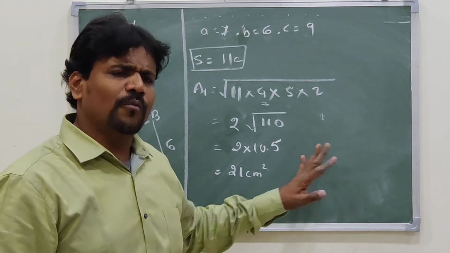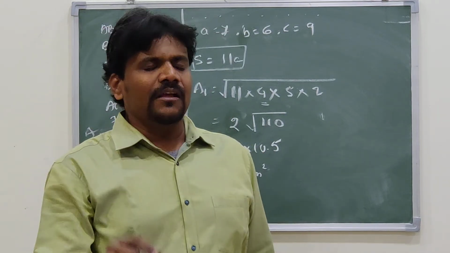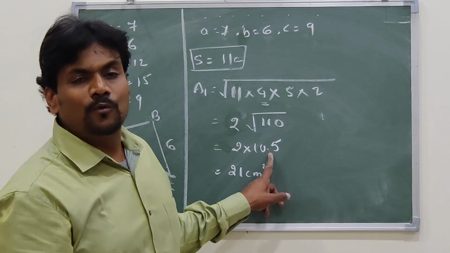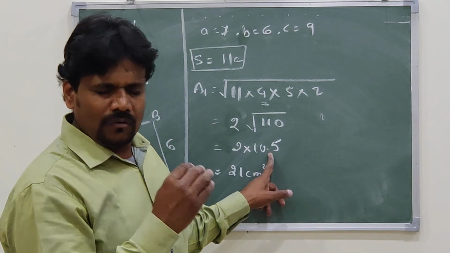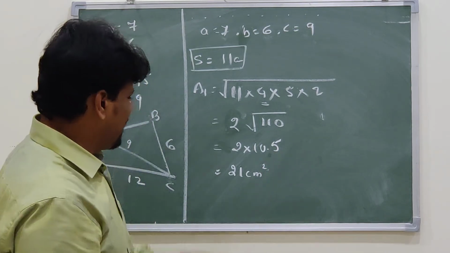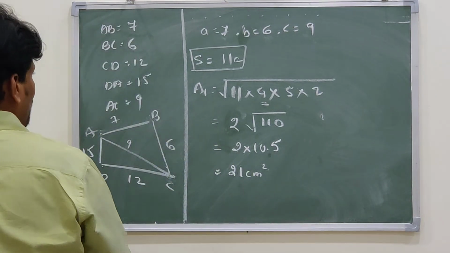0.51, 0.52 and 0.5 are nearly the same. So don't worry. Although ideally you must always take two decimals, up to the second place after decimal, that you should take, but for the time being I will do that. So this is 21. Now we come to the A2 part.